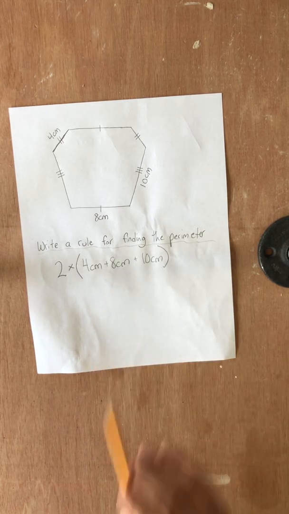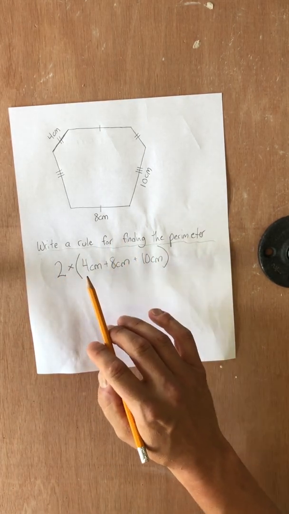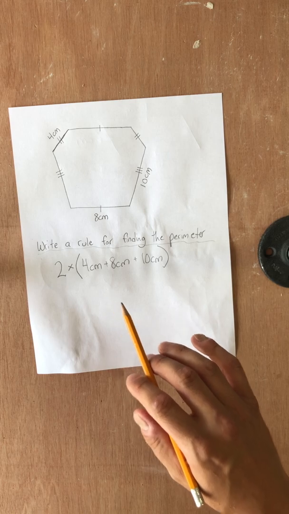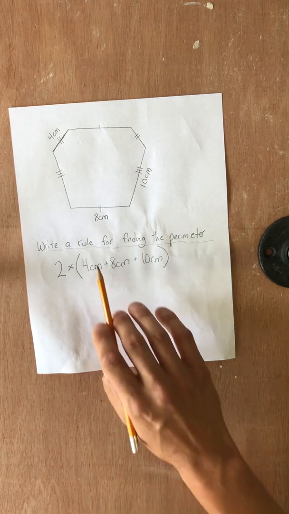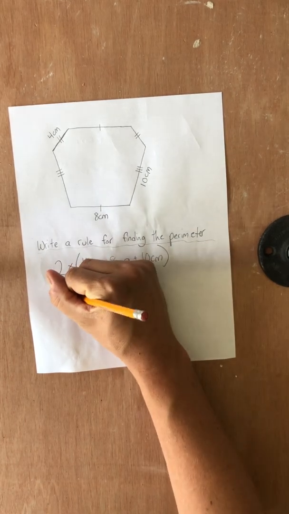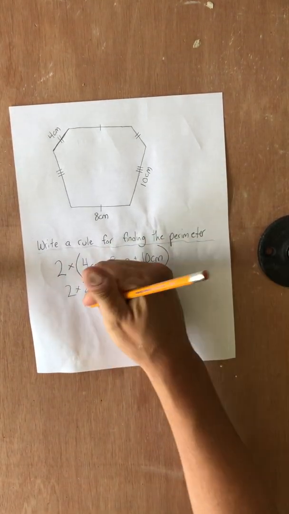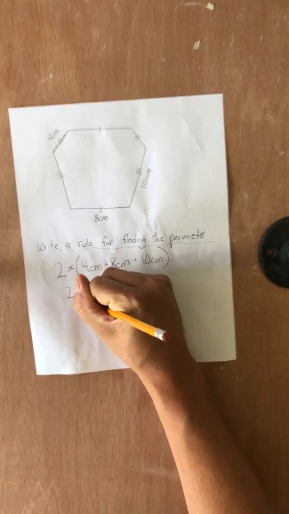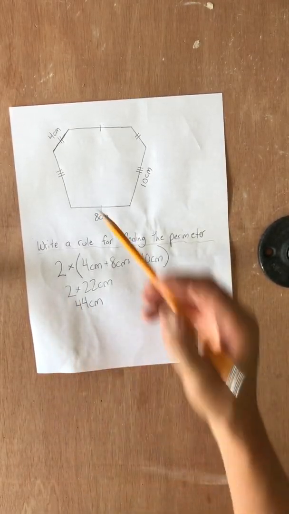Okay, so let's see what we would end up at. 4 plus 8, again, we're doing BEDMAS, so brackets come before multiplication. This is why BEDMAS actually is important to learn. 4 plus 8 is 12. 12 plus 10 is 22. So we're doing 2 times 22 centimeters, so it's 44 centimeters. Okay? So that would be our rule.